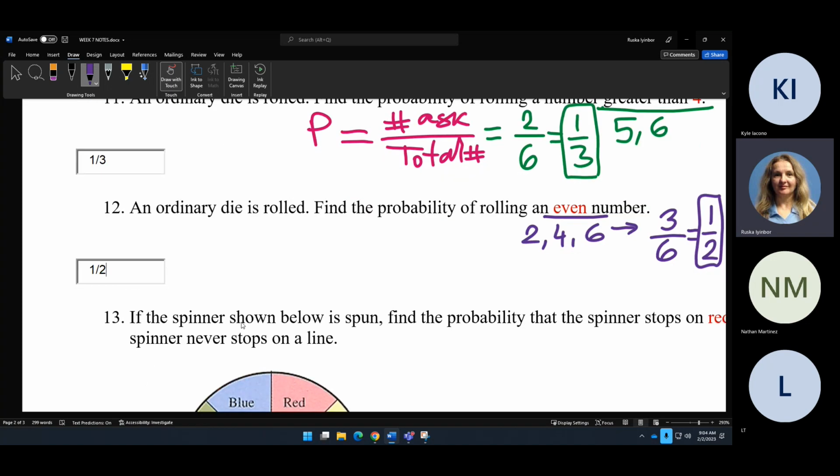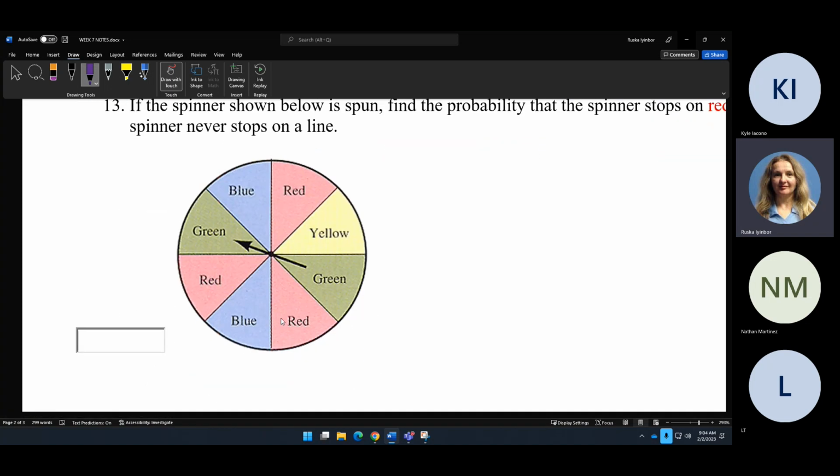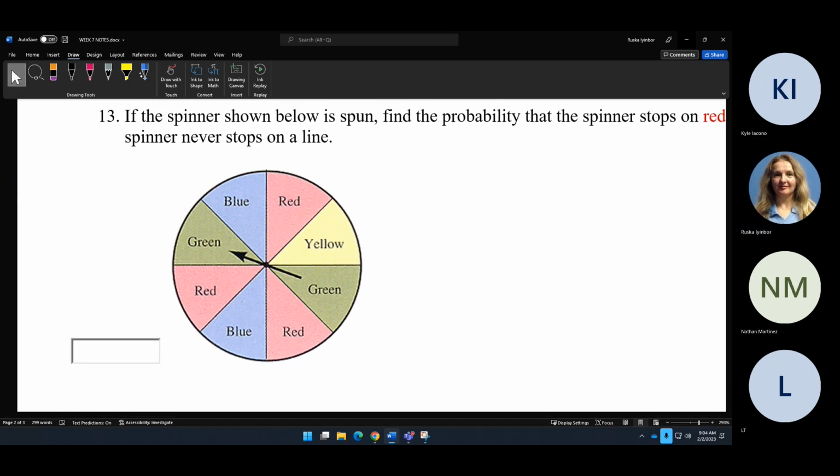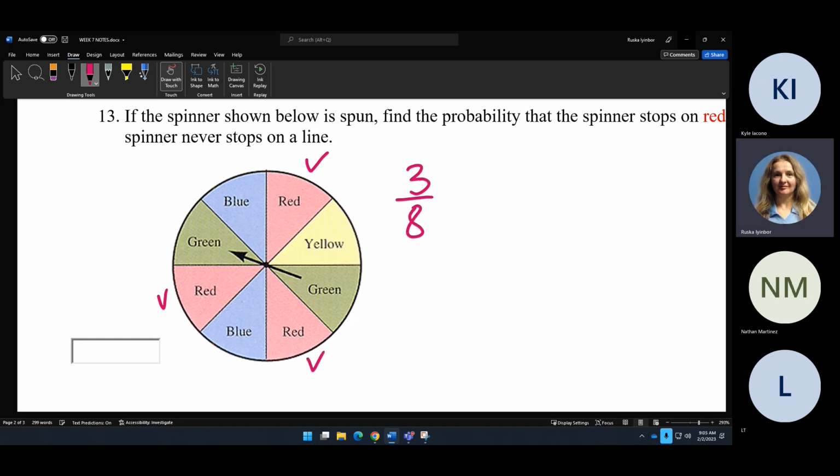Okay, going to number 13. You have this spinner. So what is the probability to stop on red? How many reds do you have? 3. You have 1, 2, 3, right? There are 3 reds. So it's 3 out of 8. The total number is 8. Everybody get that? So the answer is 3 over 8.